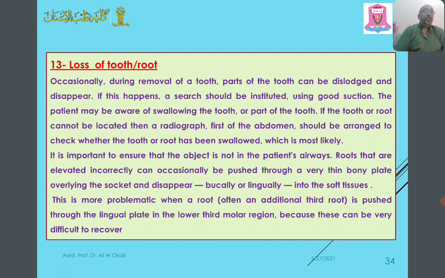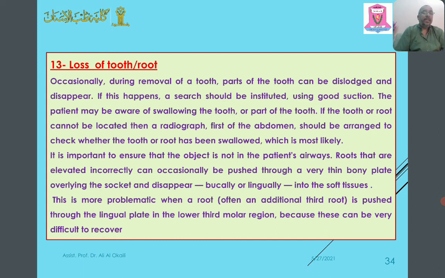The other complication is loss of tooth or root. Occasionally during removal of the tooth, parts of the tooth can be dislodged and disappear. If this happens, a search should be instituted using good suction, and the patient may be aware of swallowing the tooth or part of the tooth. If the tooth or root cannot be located, then a radiograph of the abdomen should be arranged first to check whether the tooth or root has been swallowed, which is most likely. It is important to ensure that the object is not in the patient's airways.